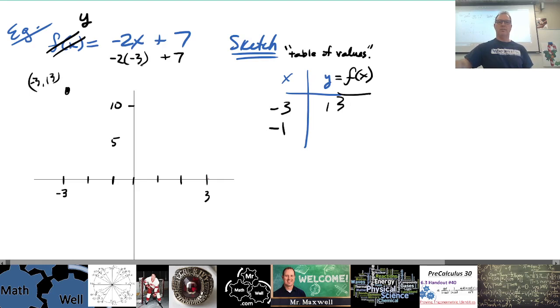Let's go negative 1. So this is going to be 2 plus 7 is 9. So we're going to have 9 there. So negative 1 is going to go to 9. And let's do 2 on the other side. So negative 2 times 2 is negative 4. Plus 7 is positive 3. So 2, 3. And let's go 3. So 3 is going to be negative 6 plus 7 is positive 1.